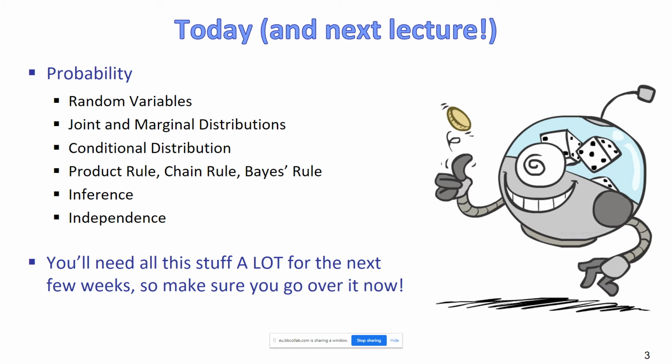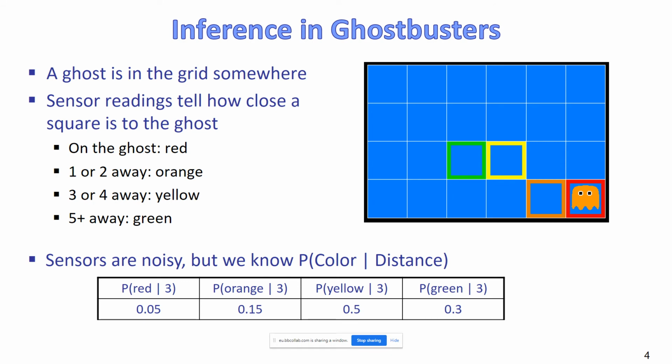And what are random variables? What do you mean by joint and marginal distributions? What do you mean by conditional distribution? What are the rules like product rule, chain rule, and Bayes rule? What do you mean by inference, and what do you mean by independence? Okay, all of this will be needed, inshallah, for the next few weeks till the end of the semester. Okay, so that's the plan for today, and at least for the next lecture, inshallah.